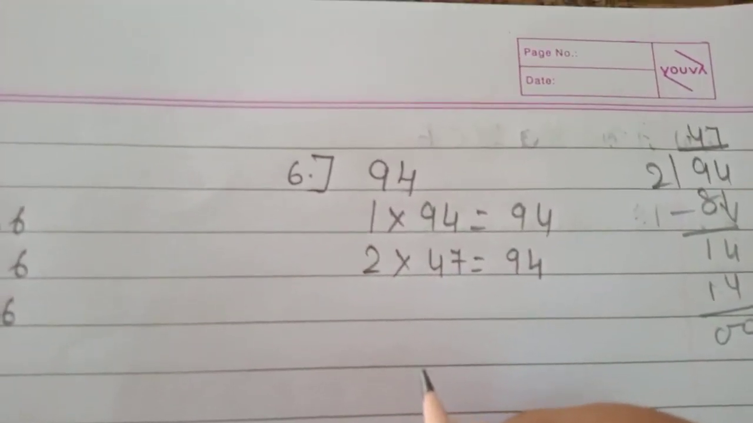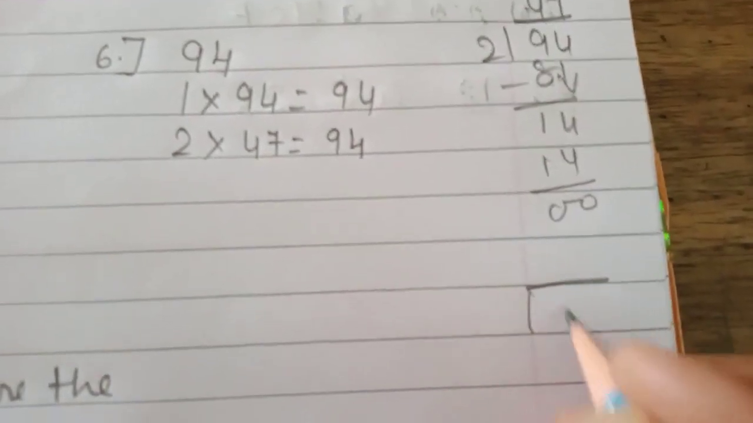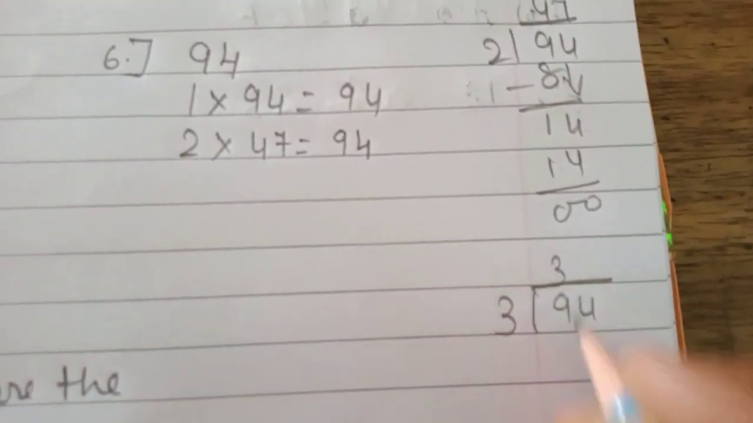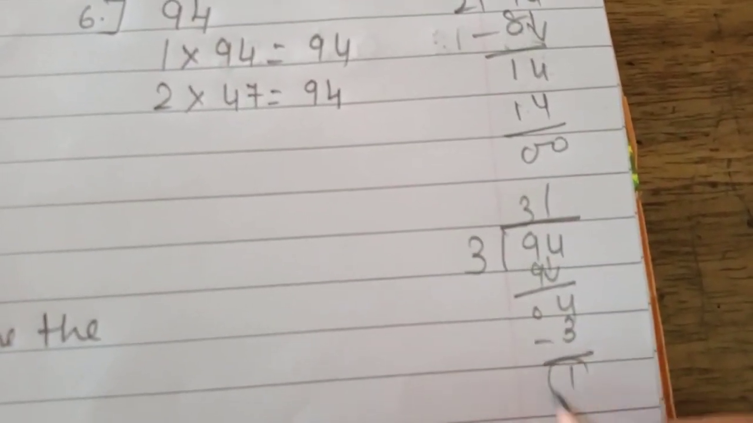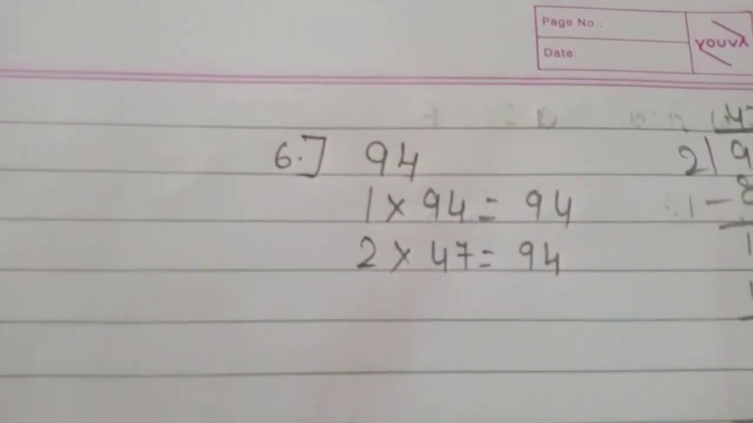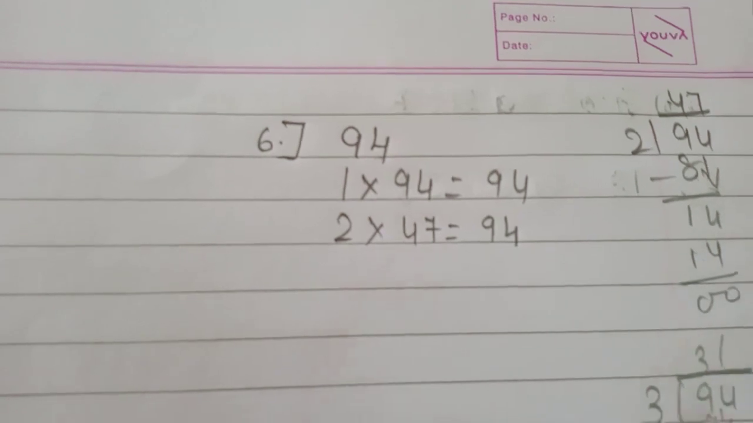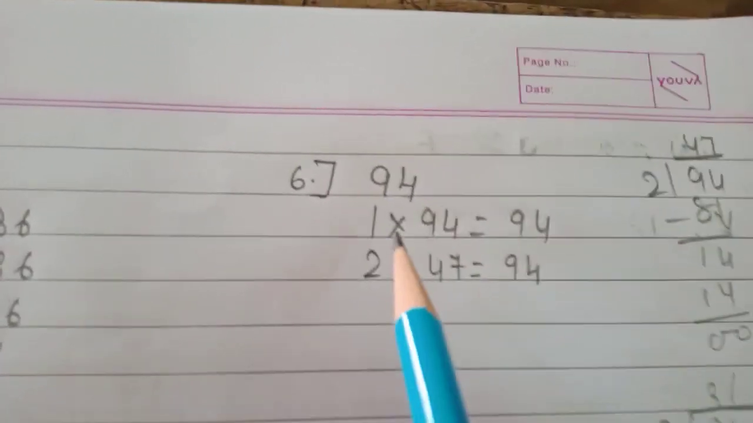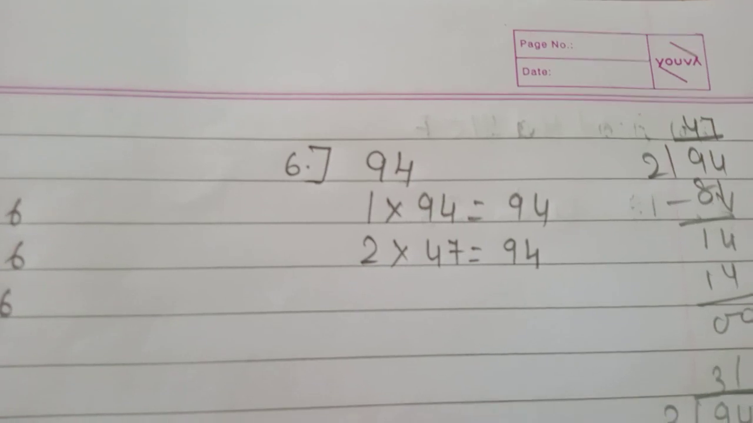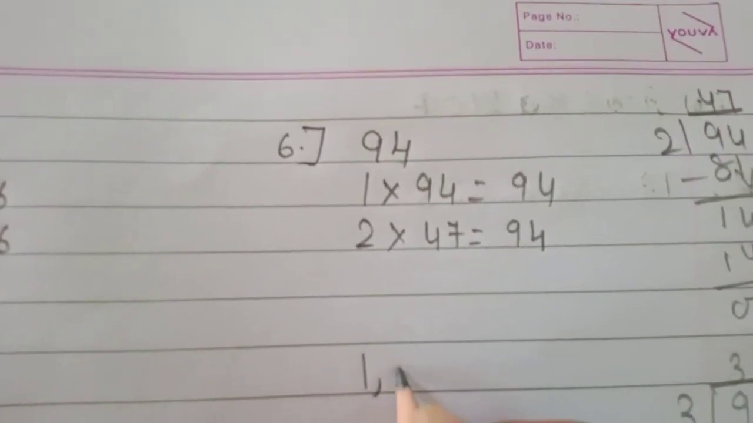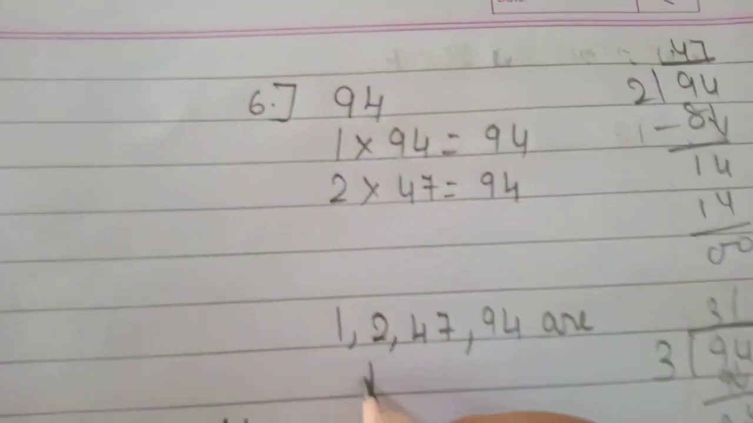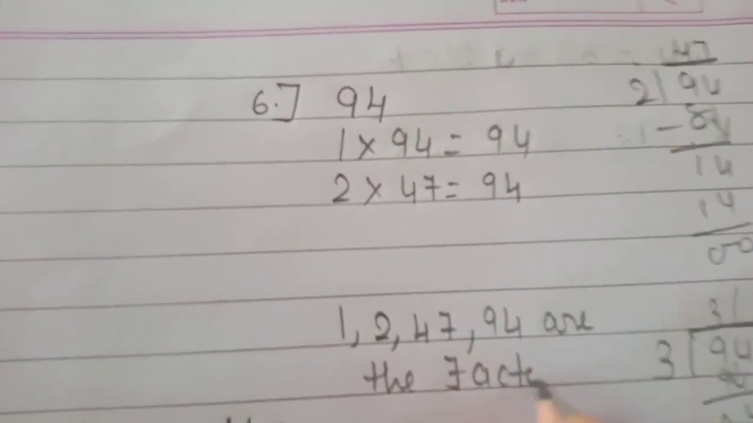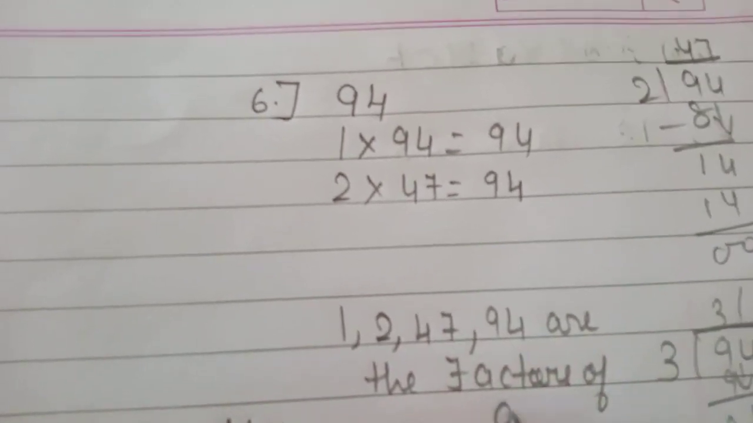In the 3 table will it come? We will divide and see. 3 3s are 9 and this 4 will come down. Then 3 1s are 3. So 4 minus 3, 1. Here the remainder 1 is coming, so it is not divisible. In the 4 table also it will not come. 5 also it will not come. So directly we will take 94 ones are 94, that we have written first only. So the factors 1, 2, 47 and 94 are the factors of 94.